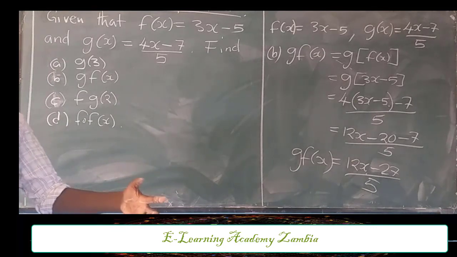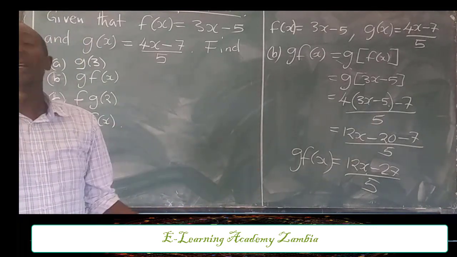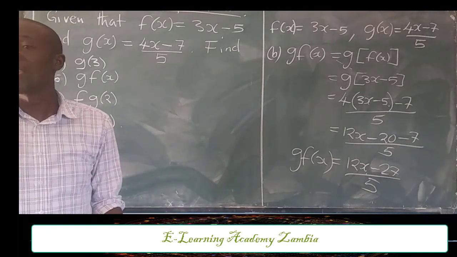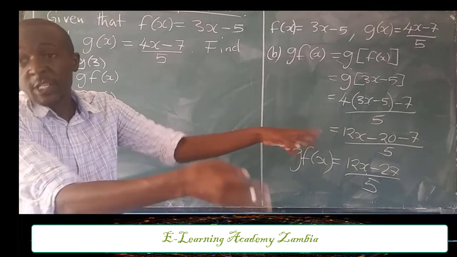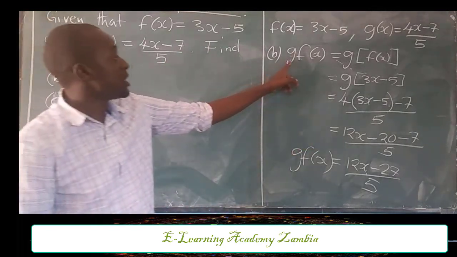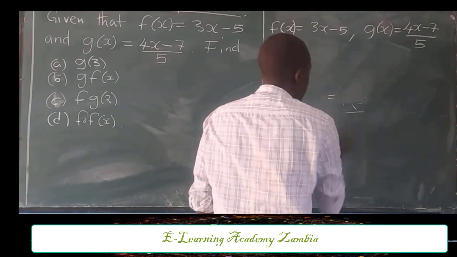So what you have done in this question is, you have composed two functions. You have brought together f and g. So you got the function for g, and then for f, and you put it in g. And this is how we have g of f of x, and this is your answer here. Okay, let's go to part C of the question.